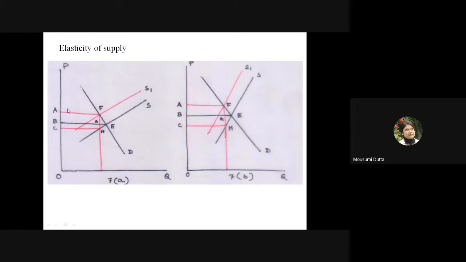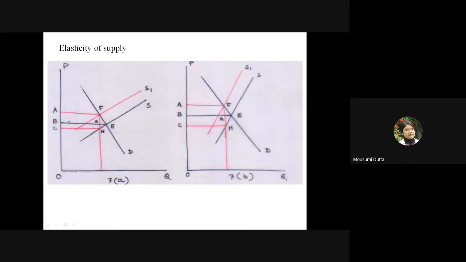Now, this AFGB, the government revenue which is coming from the consumer surplus, is known as the burden of tax on consumers. And BGHC, the part of the producer surplus which will be appropriated by the government, is known as the burden of tax on producers.